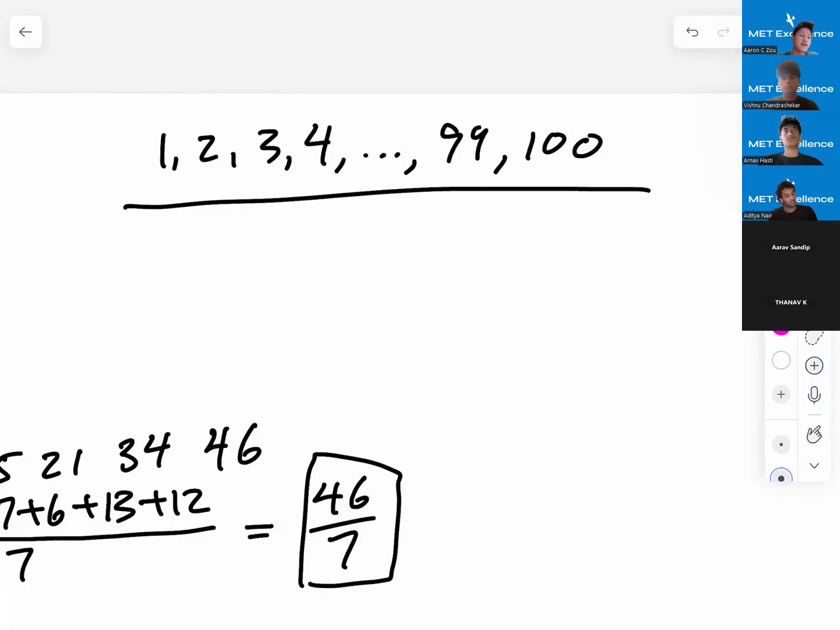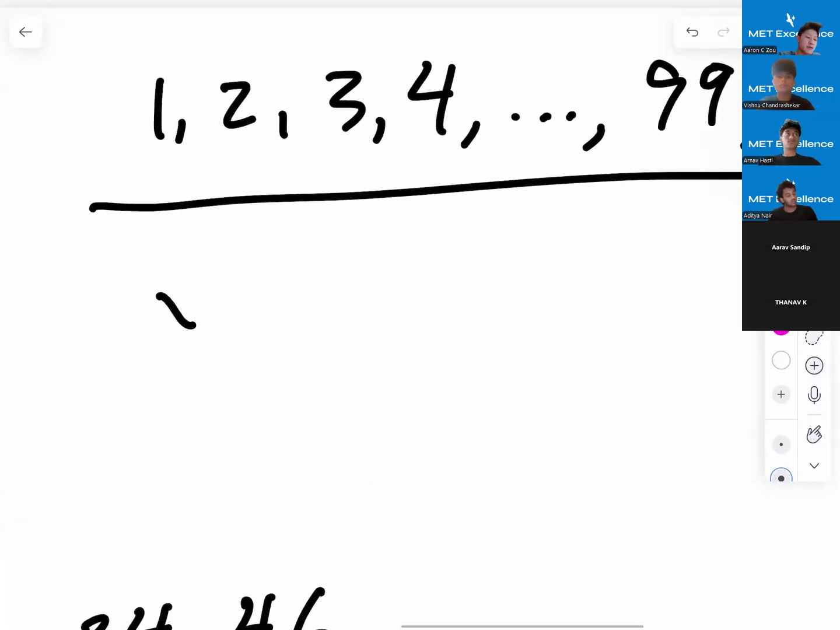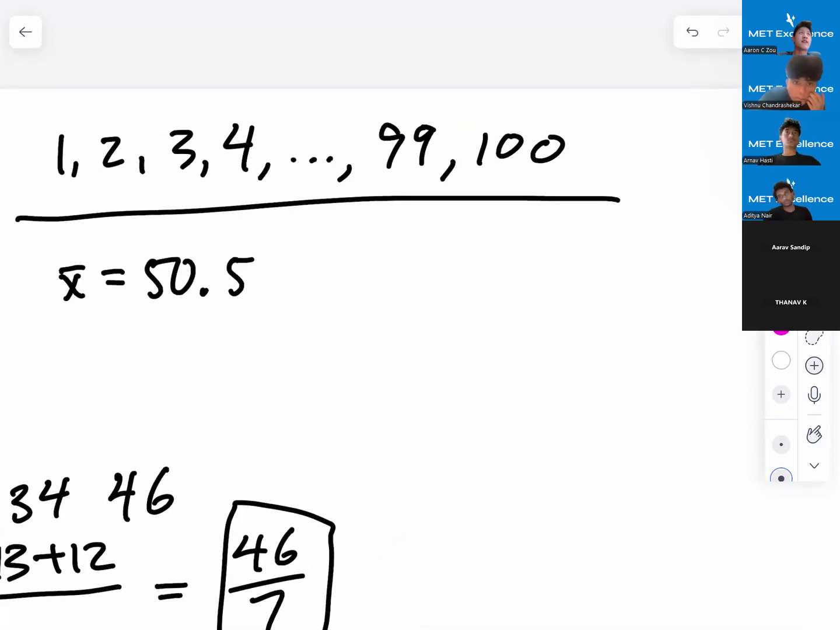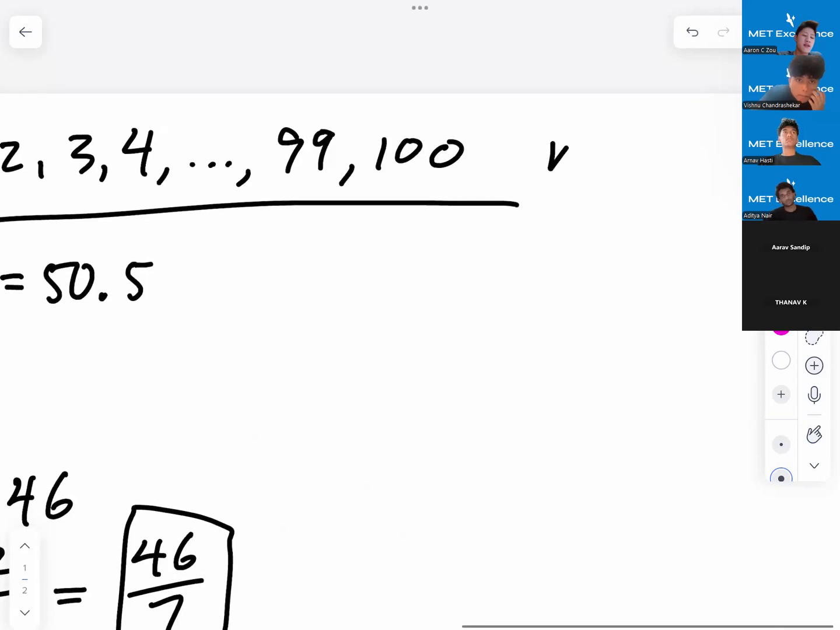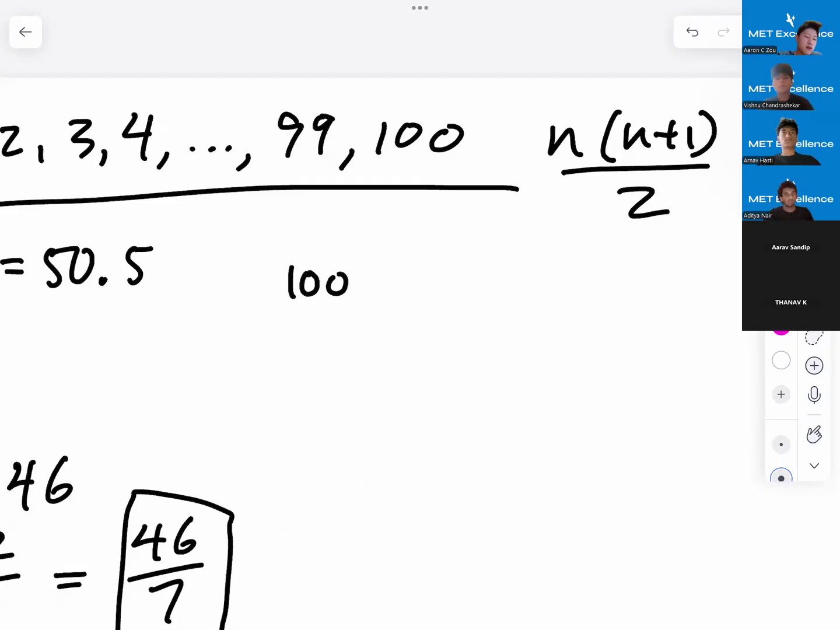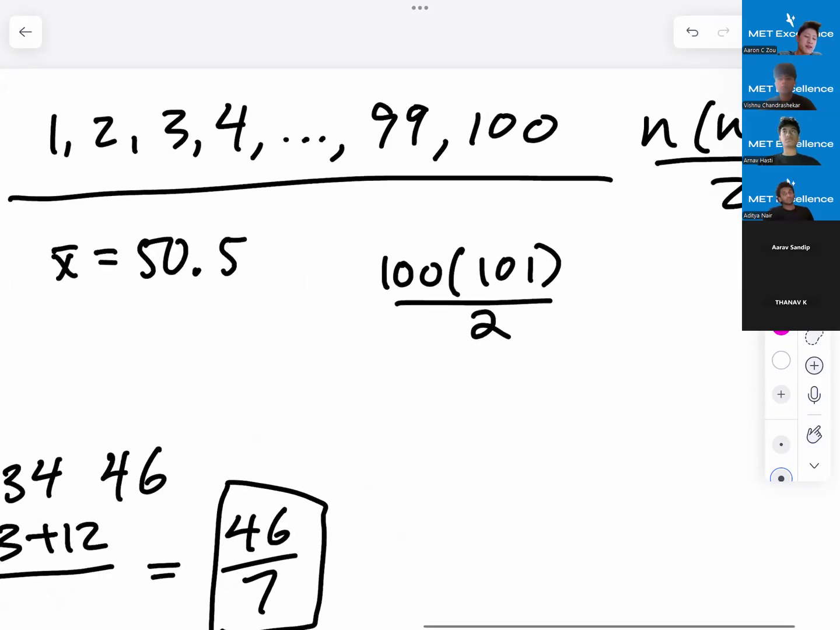Okay, I'm seeing a lot of great answers in the chat right now. The correct answer is that the mean is 50.5. The process is exactly the same. We just have to find the total sum and divide by the amount of numbers we have. If you recall, to find this total sum, we use our n times n plus 1 over 2 trick. Plugging that in, we have 100, which is our n here, times 101 divided by 2. This is the sum, right? So let's just evaluate this.